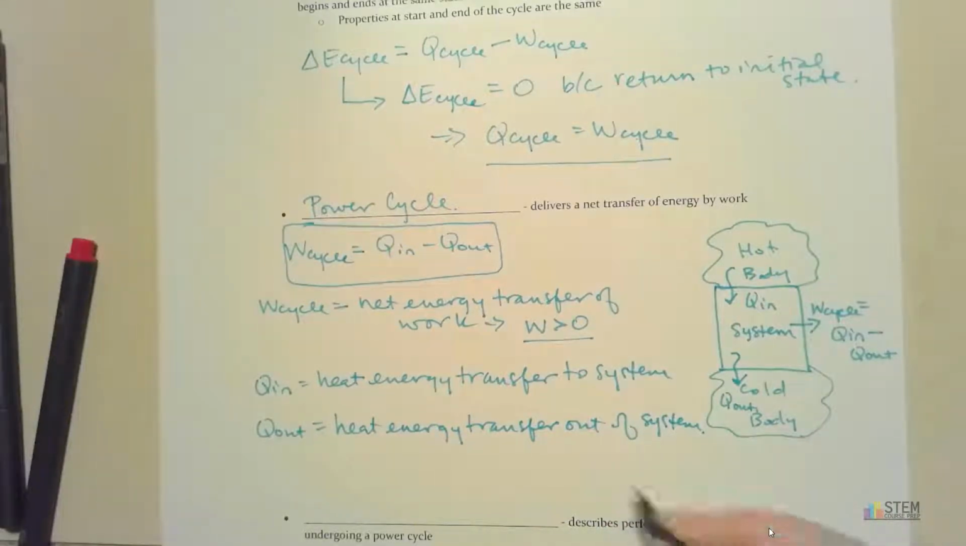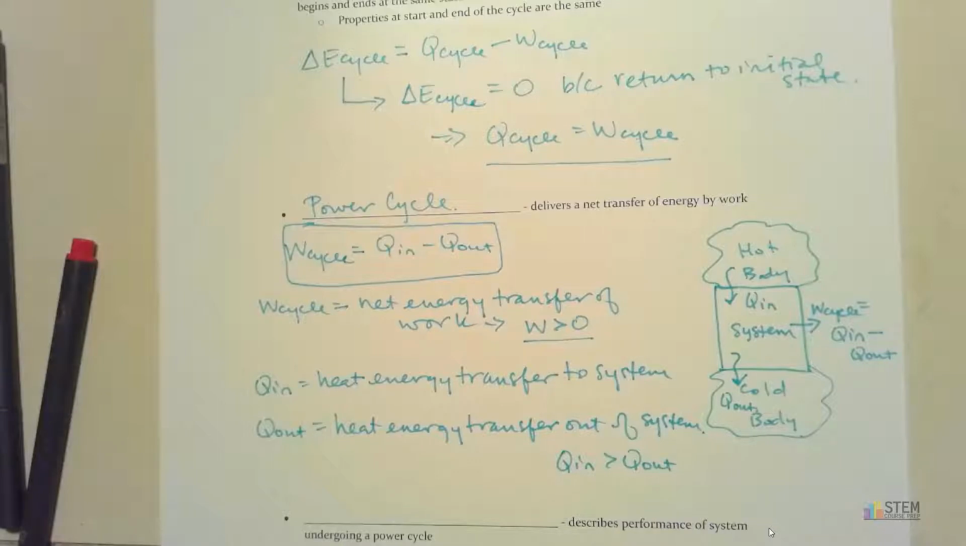All right. Now Q in is going to be greater than Q out, right? So that's what we'll always have. Now engines operate on power cycles. So if you take a more advanced thermodynamics class, you will learn all about engines, how they operate, and what components you have to create these power cycles.